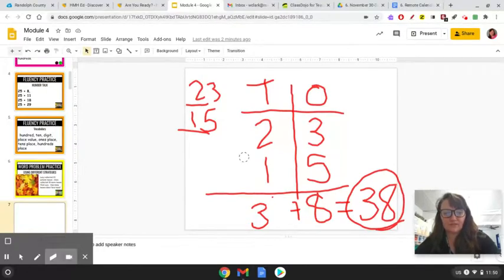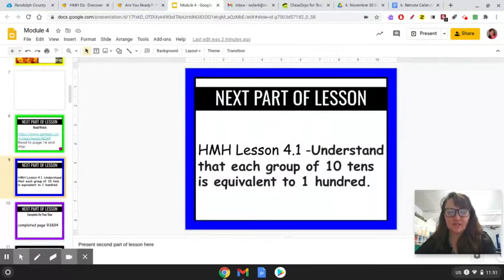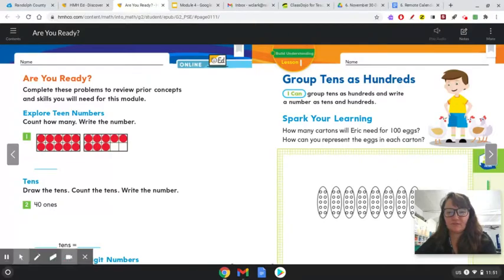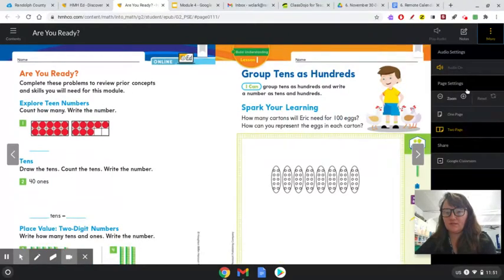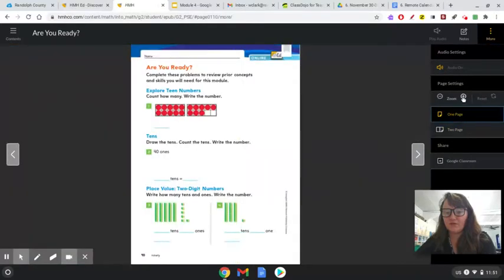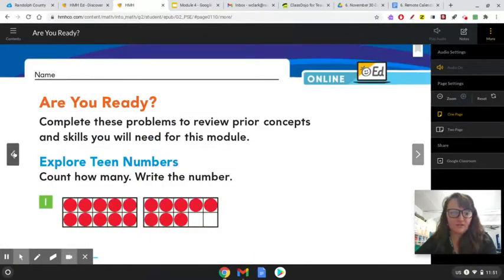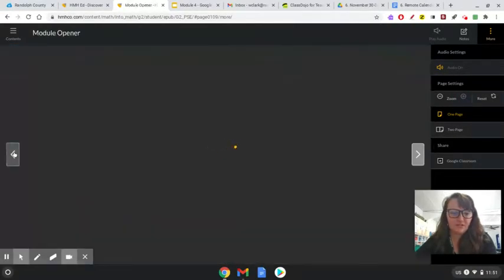Okay, so our lesson is HMH lesson 4.1. Understand that each group of 10 tens is equivalent to 100. So let's look at our math page. Okay, so let's zoom in. Let's do one page. We'll start with the Are You Ready? Okay, there is another page before this, I think. Yeah, it's the module opener.